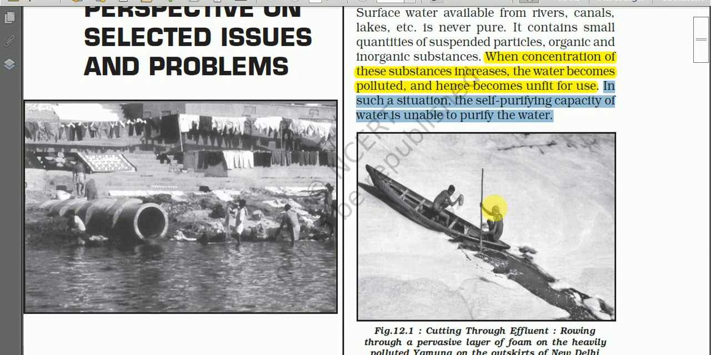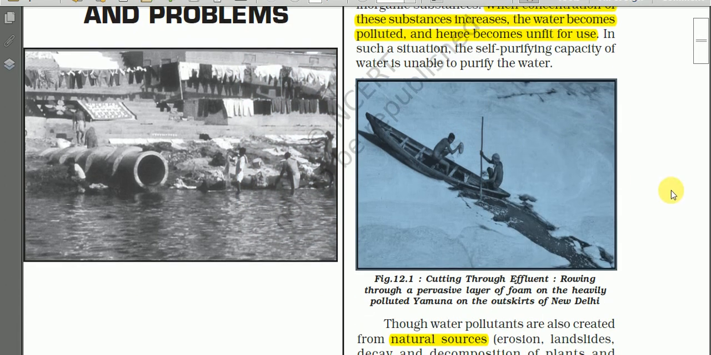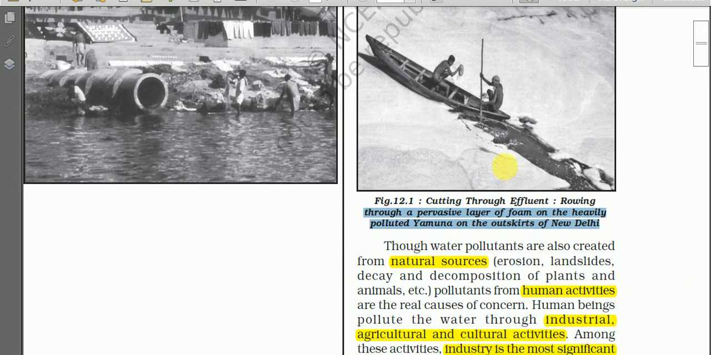And here this photograph shows the pollution of Yamuna river, okay, cutting through effluents, going through a pervasive layer of foam on the heavily polluted Yamuna on the outskirts of New Delhi. Okay, chemical foams, highly polluted river in India.